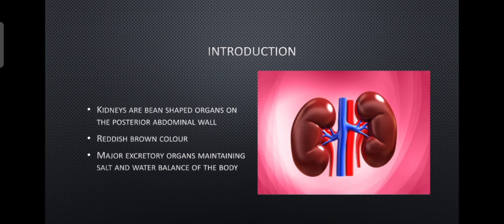First, what are kidneys? Kidneys are bean-shaped organs which are located on the posterior abdominal wall. So it is the most posteriorly located organs in our body, that is in the abdominal cavity. They are also retroperitoneal organs, just situated behind the peritoneum, just anterior to that of the posterior abdominal wall. They are reddish brown in color and they are the major excretory organs.